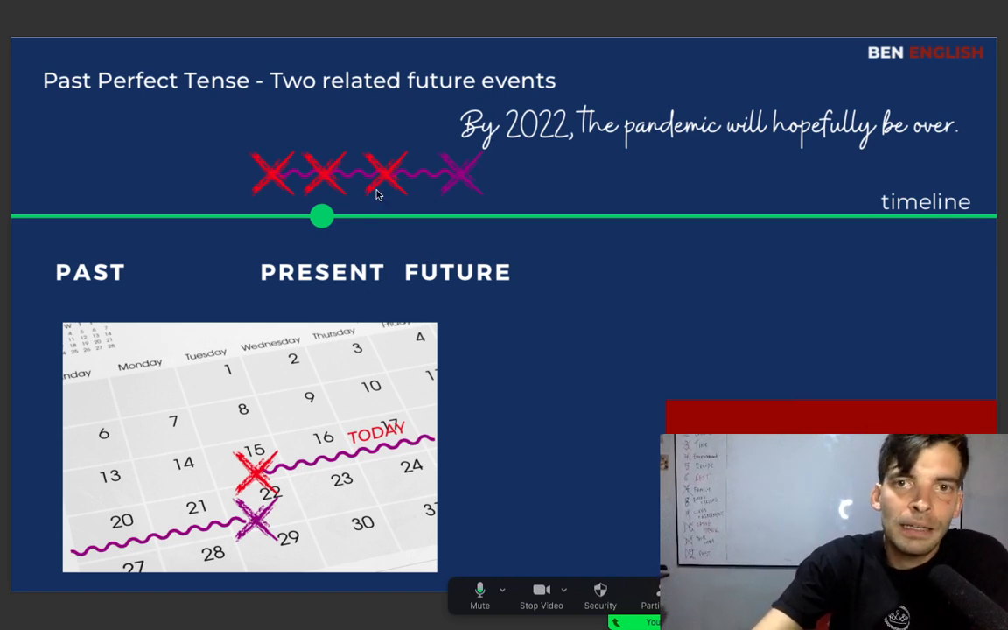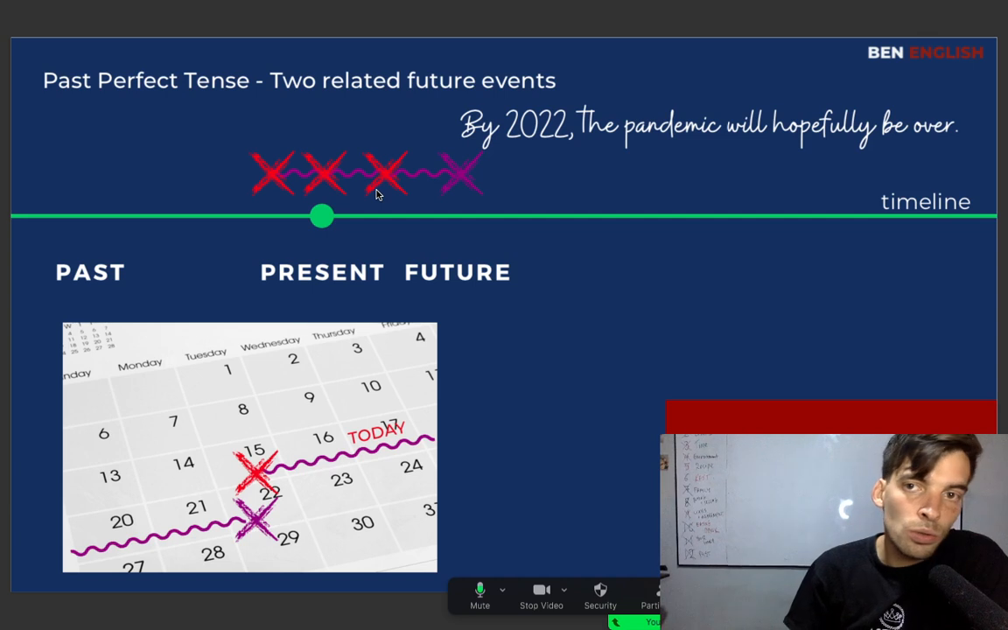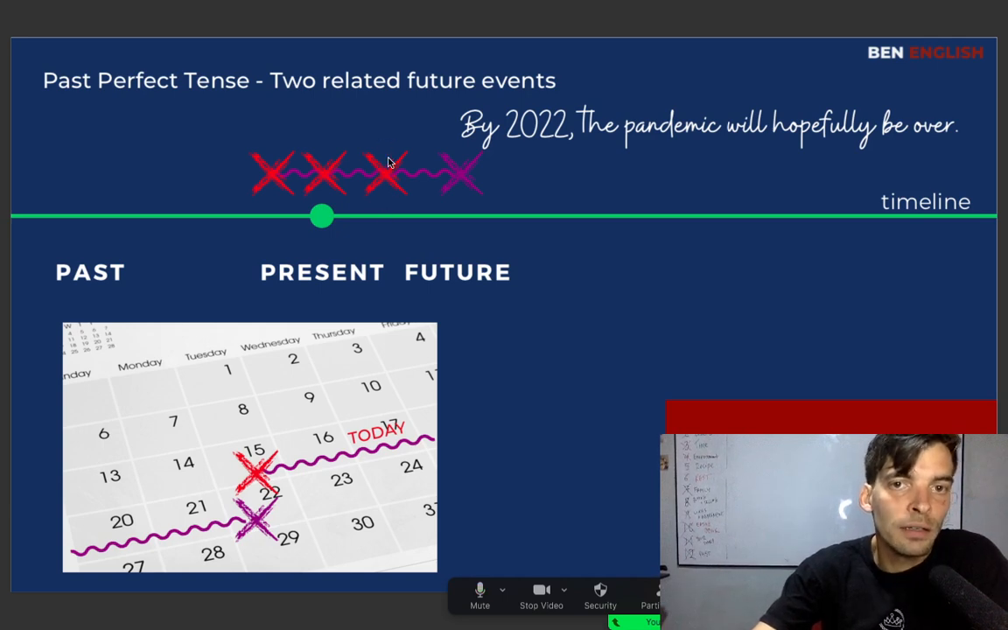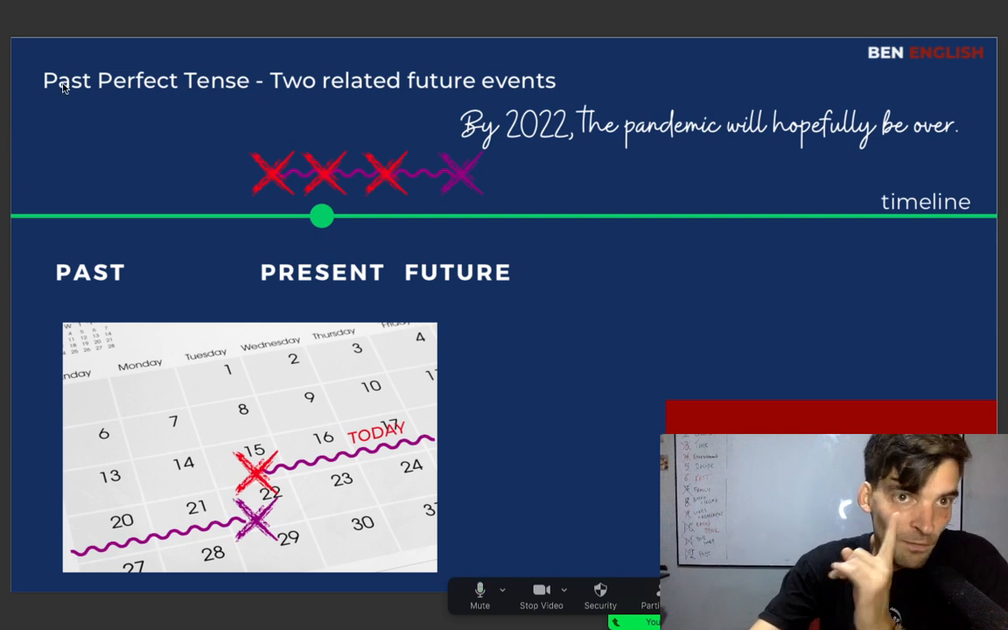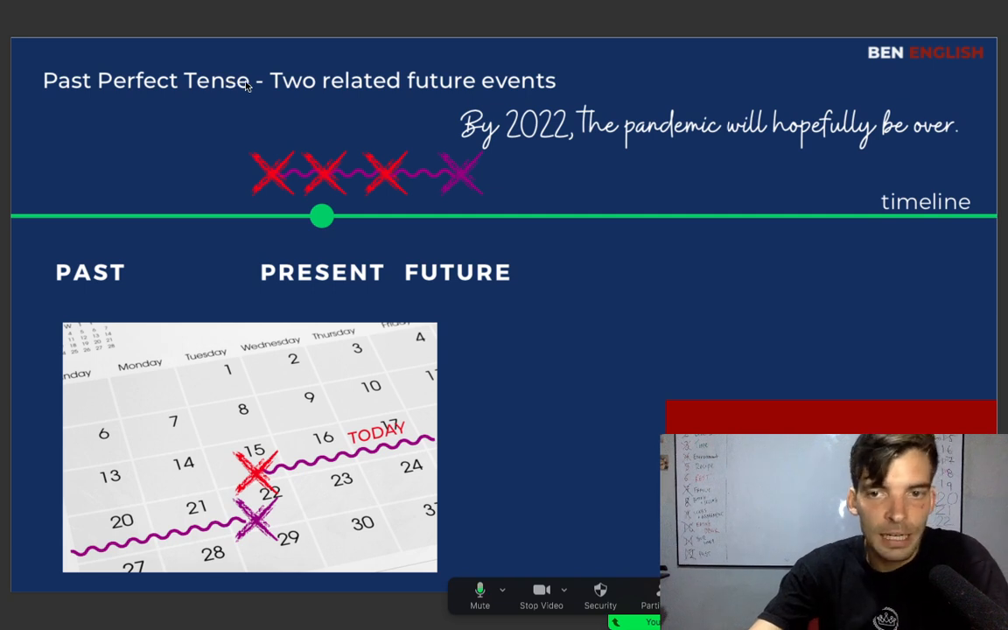But maybe it could be an event that starts by 2022, the World Cup in Qatar will have finished as well. So that's a future event and another future event. So that's the future perfect tense, not the past future perfect tense. Sorry about that mistake.